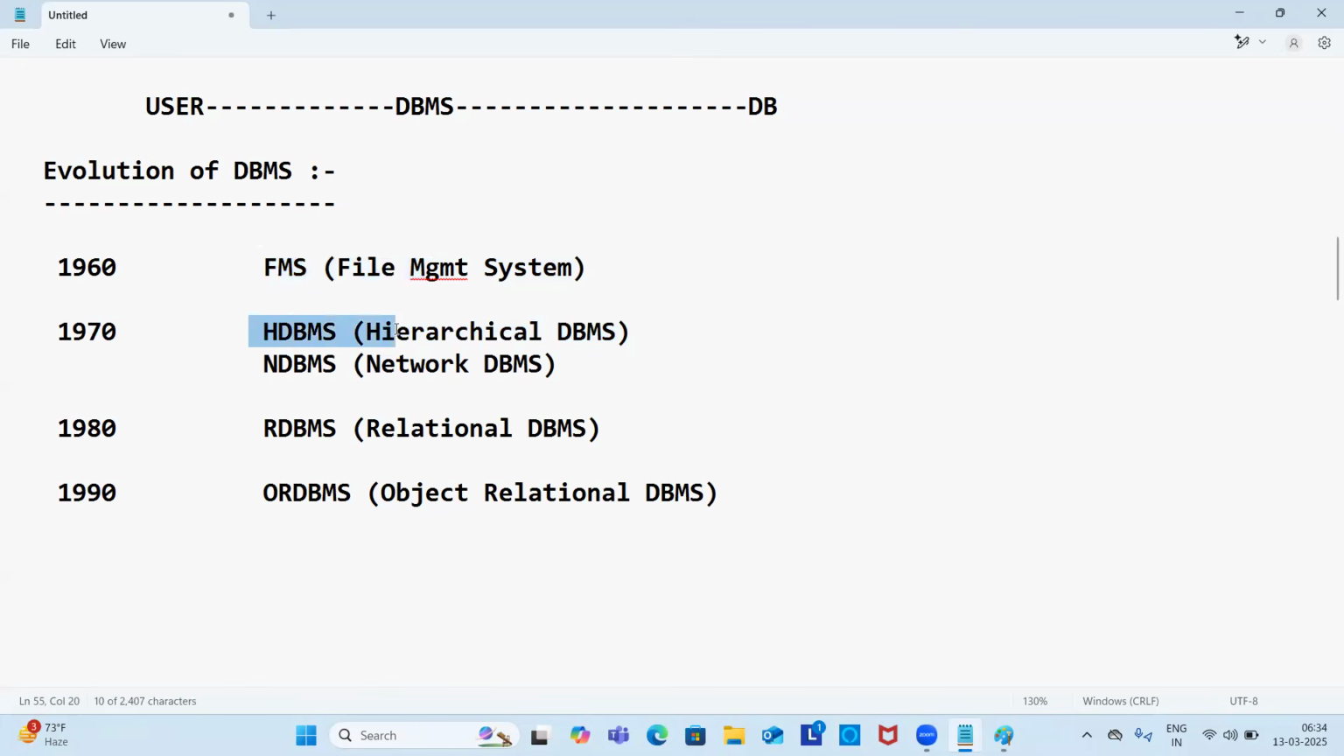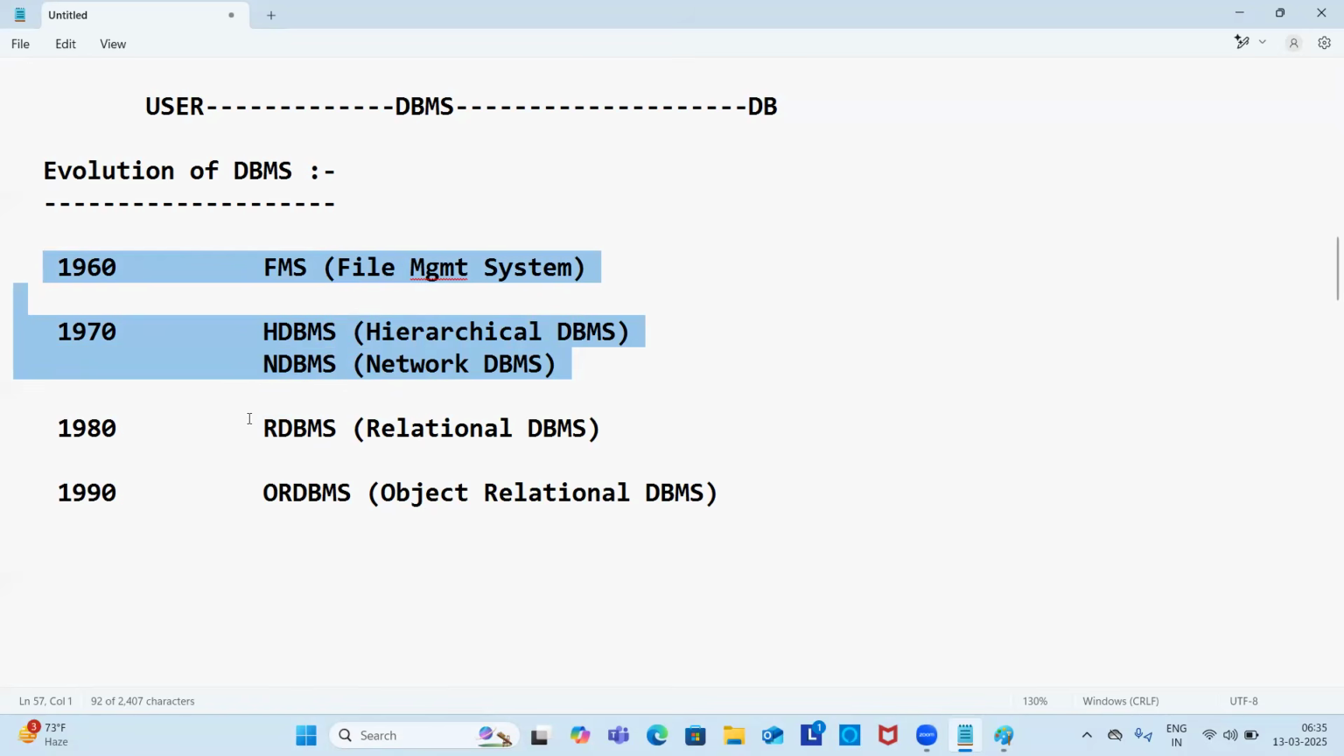But the first DBMS was HDBMS, and they had some problems. NDBMS, they had some problems. Then RDBMS. So to overcome the problems of one system, they introduced another system. But these systems are outdated. FMS is outdated, HDBMS is outdated, NDBMS is outdated.